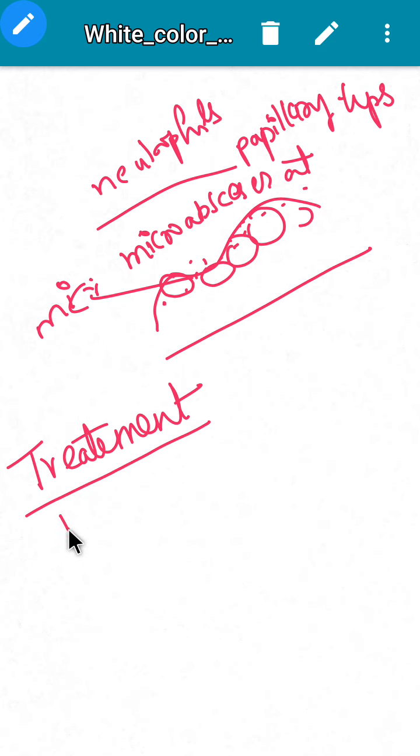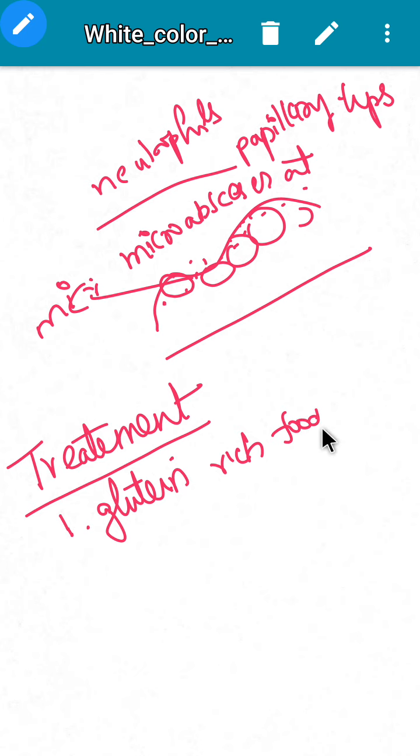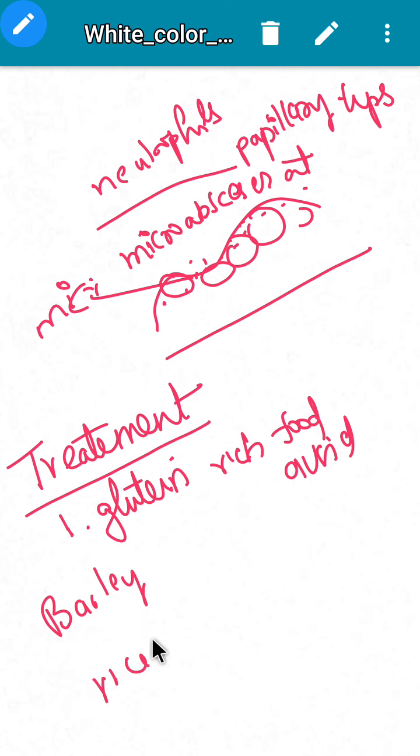Then moving to treatment. Treatment of choice: the first thing that we have to avoid is gluten-rich food. What are the foods that contain gluten? We have one mnemonic for this. Barley, rice, and wheat. We have to avoid wheat and oat.